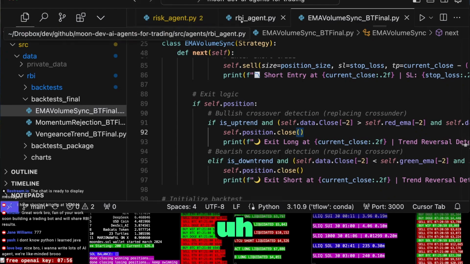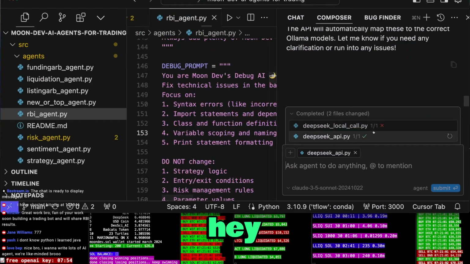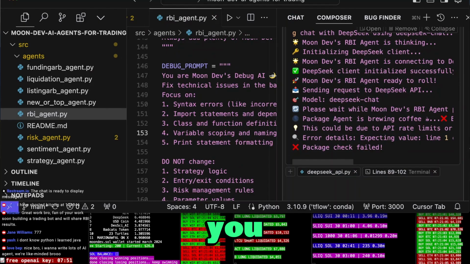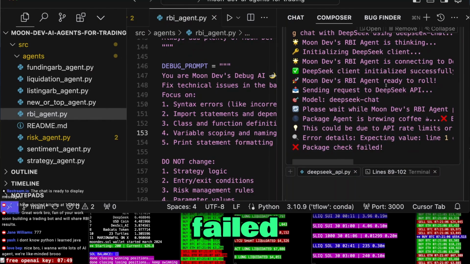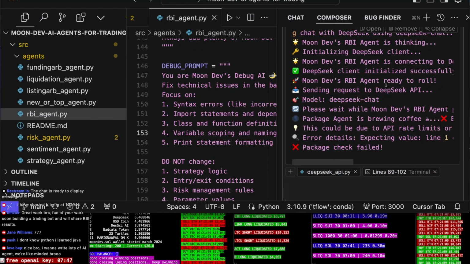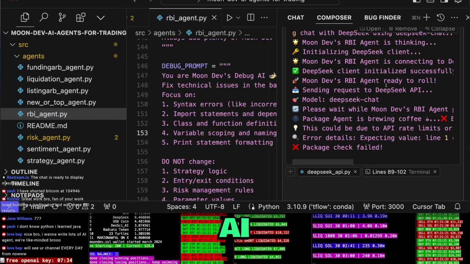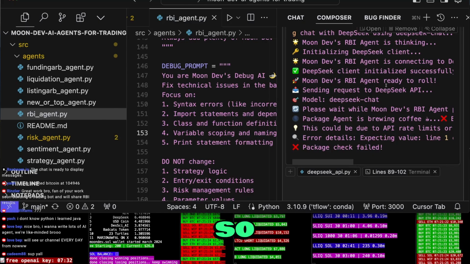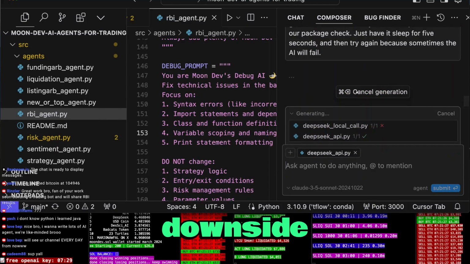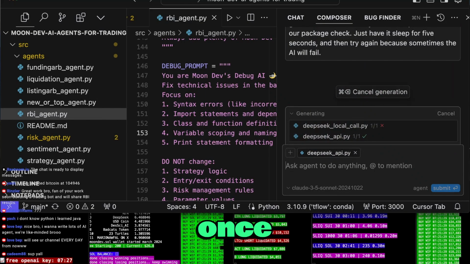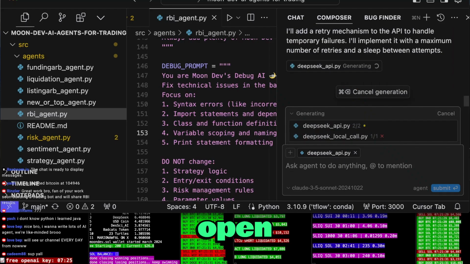So let's go ahead and play with the RBI agent a little bit and say, hey, you can see that our package check failed. Please go ahead and have a retry method implemented to our package check. Just have it sleep for 5 seconds and then try again, because sometimes the AI will fail. So I would say so far, that's the downside of DeepSeek. It fails every once in a while. It's just not as robust as OpenAI.